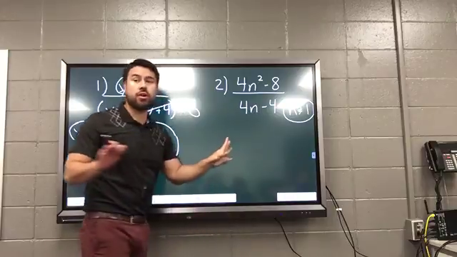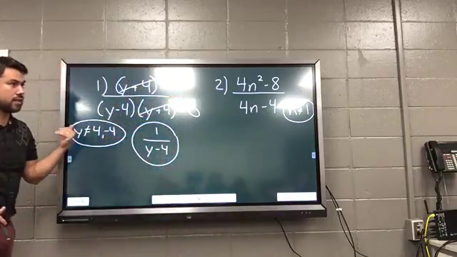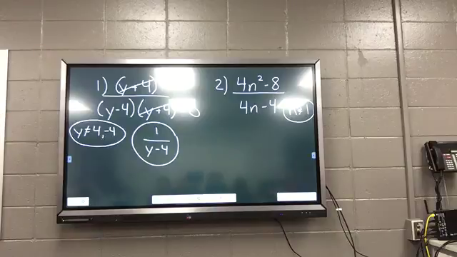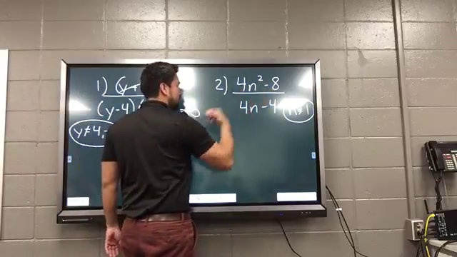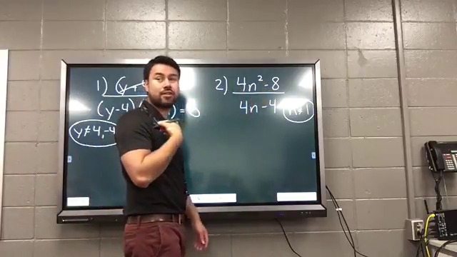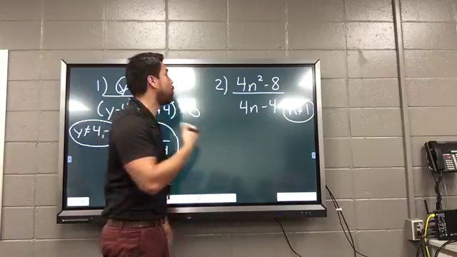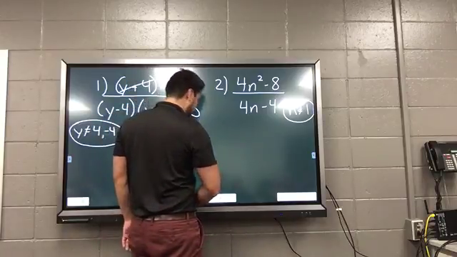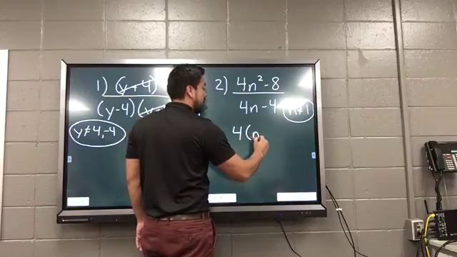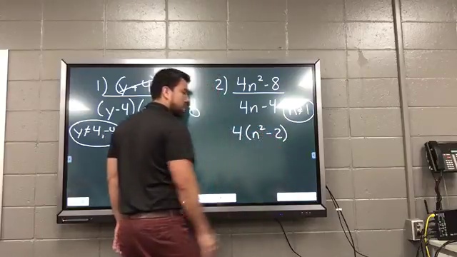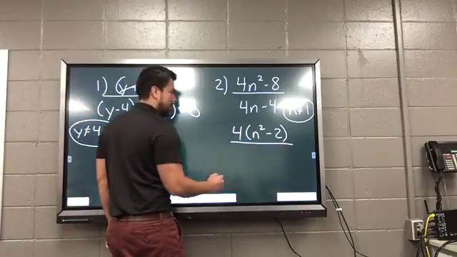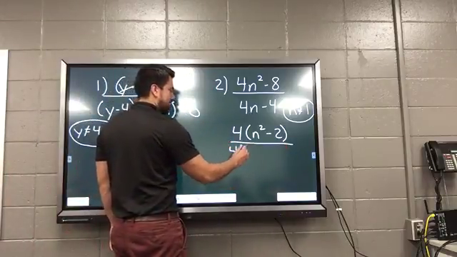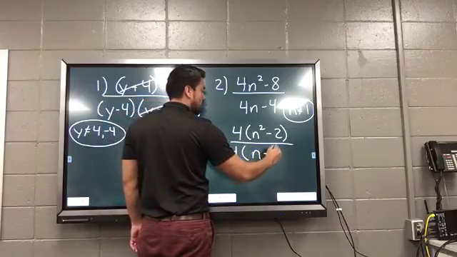Gotcha. Okay, here's what you want to do on these problems, and this is for this one and the next one. Factor it out completely. The numerator, can you factor it out? Is there a GCF? 4. You're left with 4 times n squared minus 2. You guys agree with that? The denominator, what comes out of that? 4 again. You're left with n minus 1.